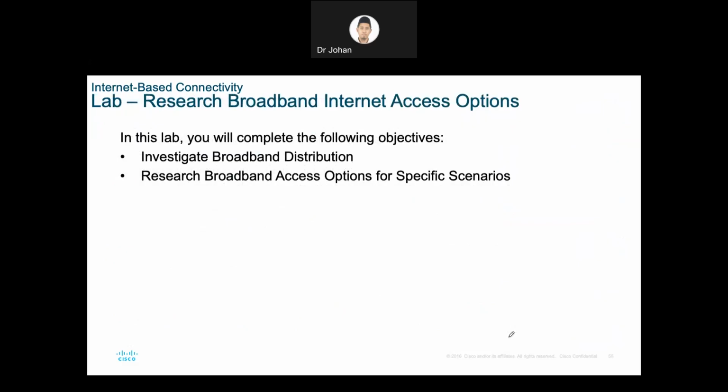Okay, this is a lab activity. This lab will complete the following objective: to investigate broadband distribution and research broadband access options for a specific scenario.